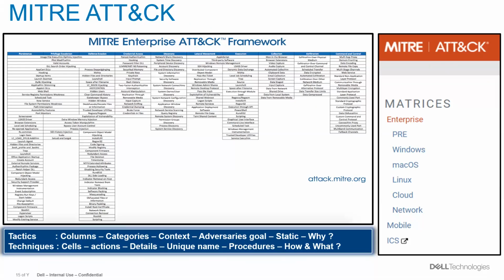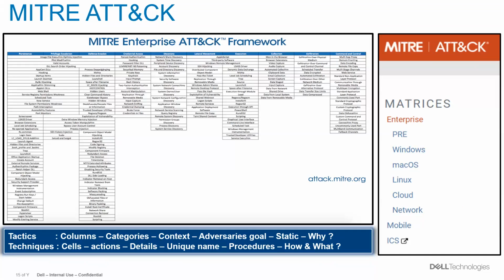Now, each of these columns has multiple techniques. Each of the techniques is denoted through the cells. These techniques are also called actions. It gives you a little more detail, and there is a unique name in each cell because it gives you a little bit of a procedure about how and what a particular attack can happen. So this matrix consists of more than 12 tactics. In fact, they keep adding to it. The last was 12, but they are adding it to 13 or 14. So that means you have 14 tactics.